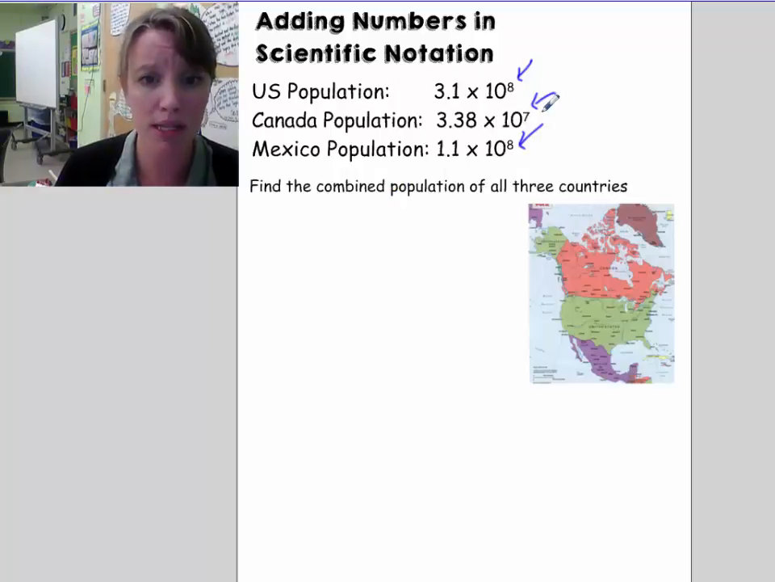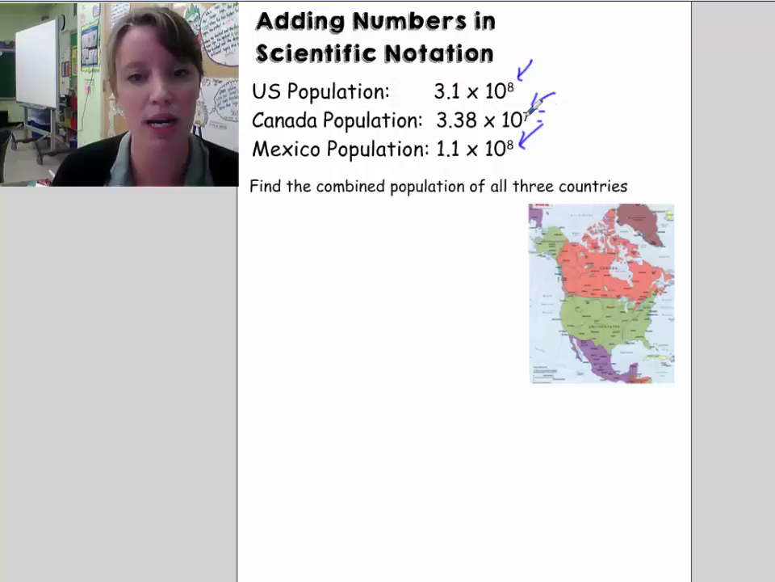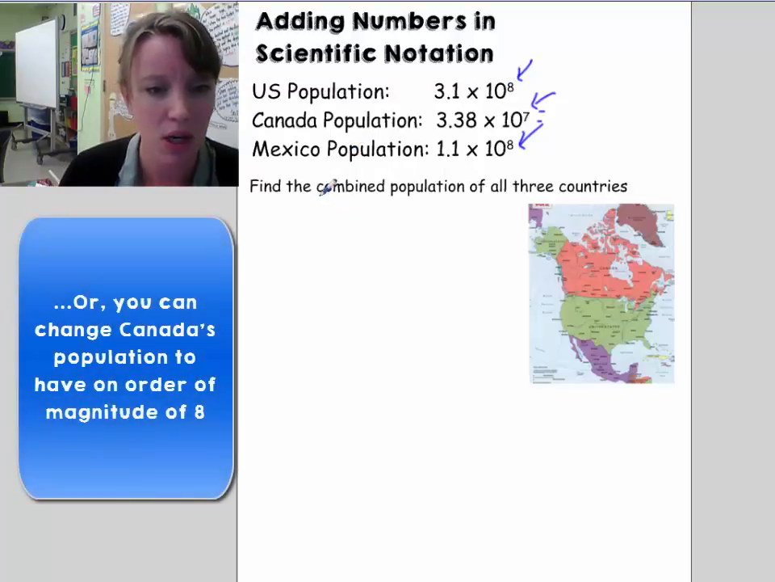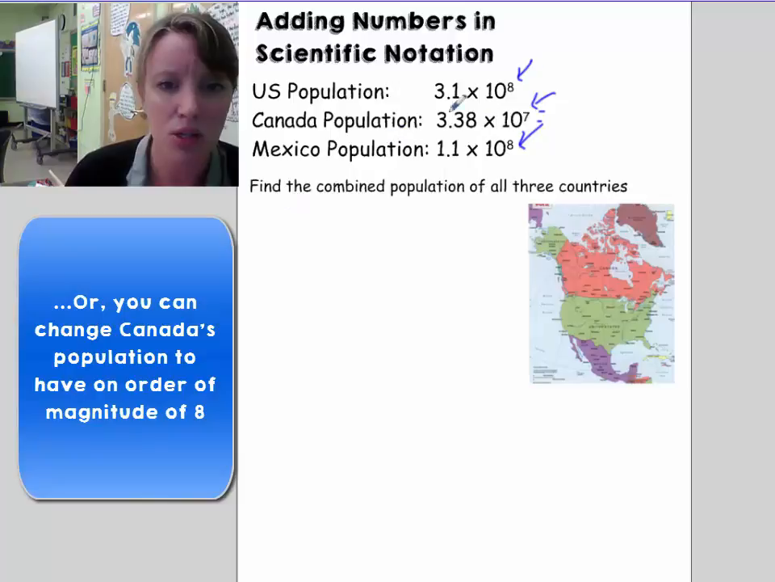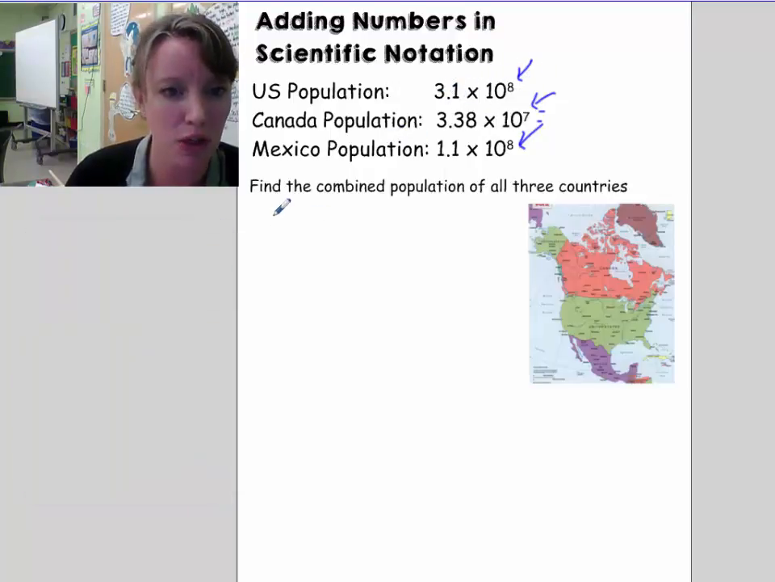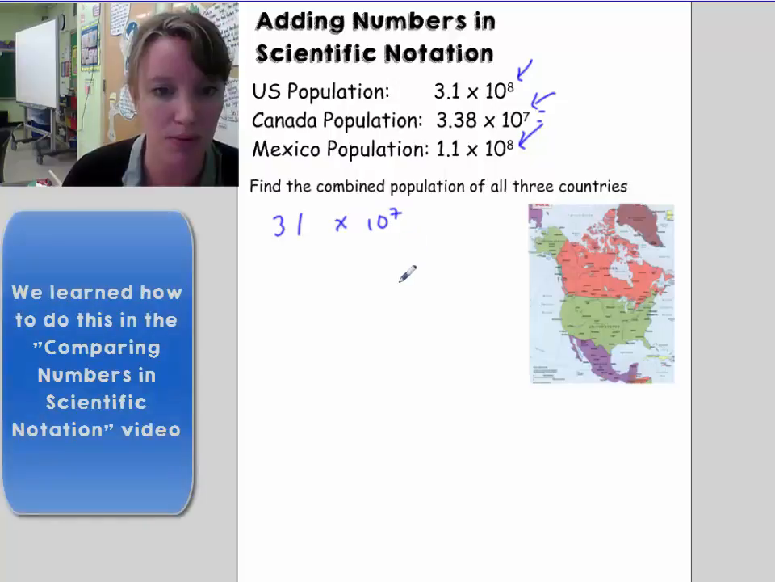Okay, the one that's off here is the Canadian population. So for a minute, I'm going to switch this so it has an order of magnitude. Well, there's two things I can do. I can actually change the US and Mexico order of magnitude so that it's 7. Actually, why don't I go ahead and do that? So to reduce the order of magnitude here, I have to make the coefficient larger. So the US population becomes 31 times 10 to the 7th power, okay?